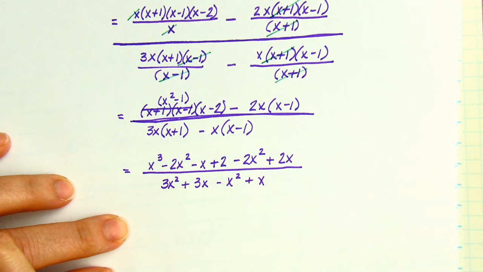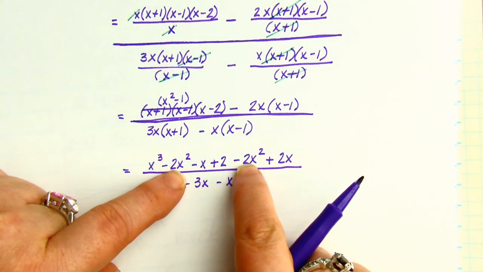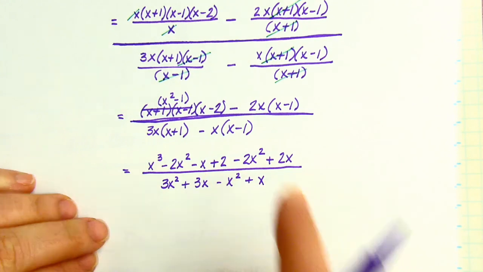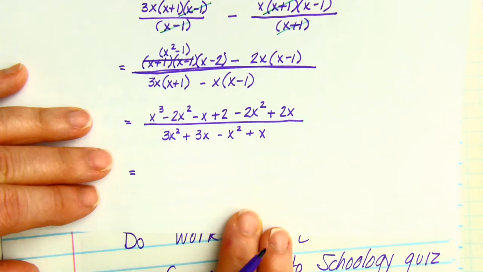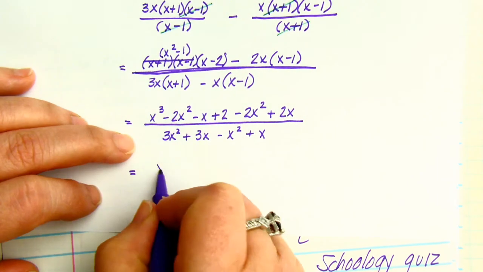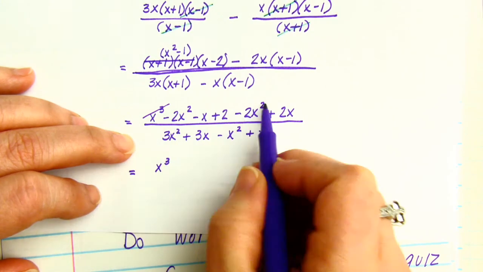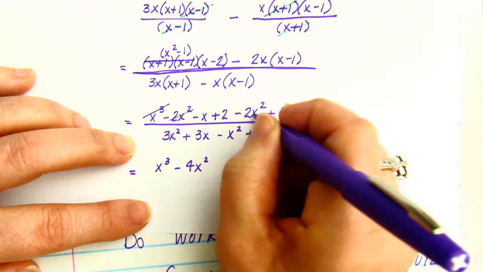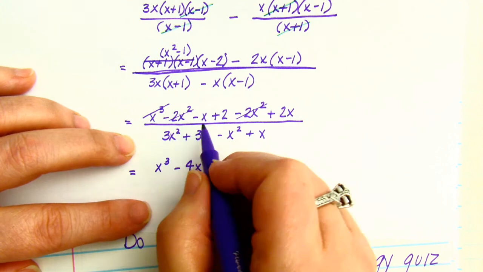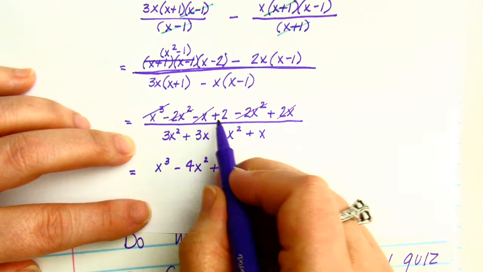Now you have to look to see if we can combine any like terms. Well, I have 2 quadratic terms here, and I have 2 linears. So yes, I have to combine that. So x cubed does not get combined. Negative 2x squared, negative 2x squared is negative 4x squared. I like to lightly cross them off so I know I'm combining everything. Negative x plus 2x is plus 1x plus 2.